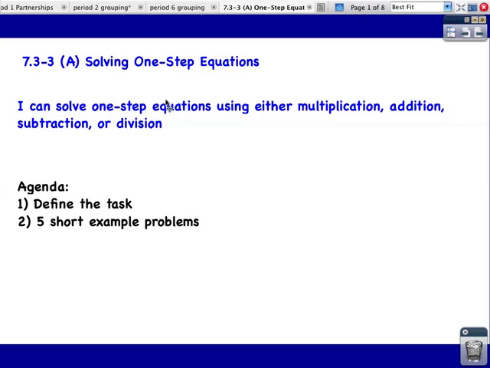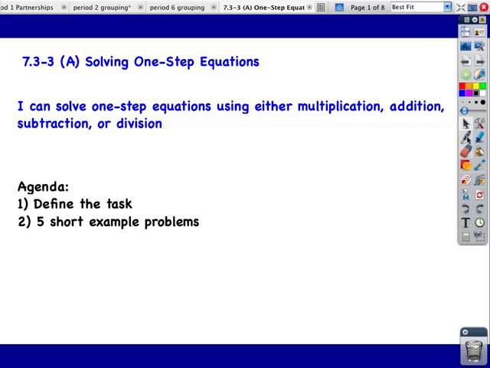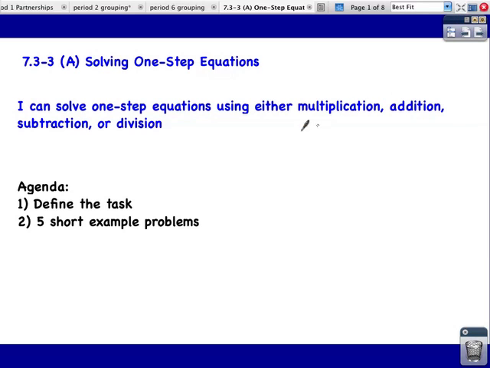Anyways, this is Solving One-Step Equations 3.3a. Here we go. We're going to define our job here, define the I can statement, and then do 5 short example problems. So what you need to do is be able to solve one-step equations using either multiplication, addition, subtraction, or division. That's our goal.